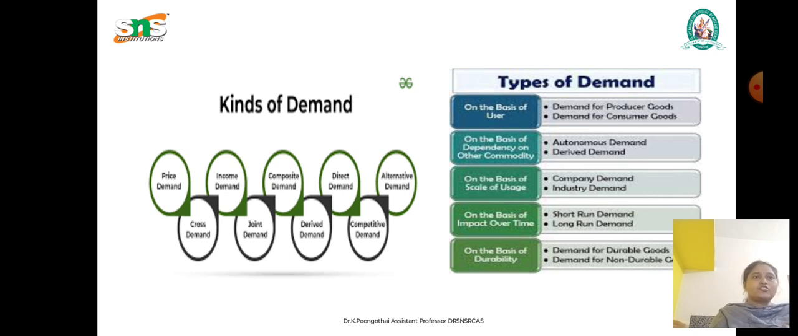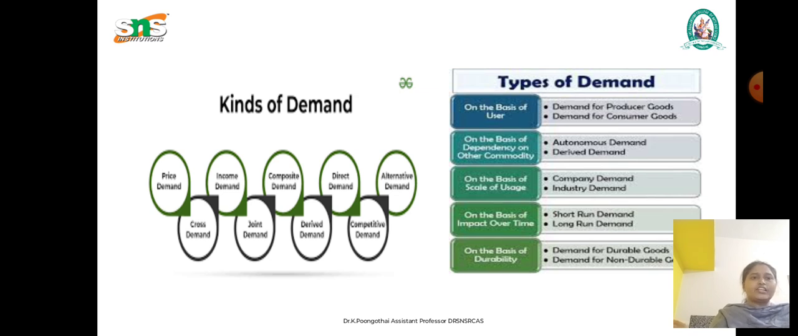The next is based upon dependency: joint demand and composite demand. Joint demand means demand for products that are used together. An example is car and fuel. The next one is composite demand. Composite demand means demand for a good that serves multiple purposes. Example: milk for drinking and for making dairy products. These are all the different types of demand.